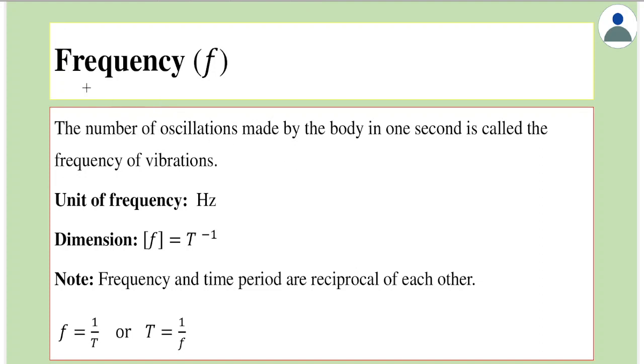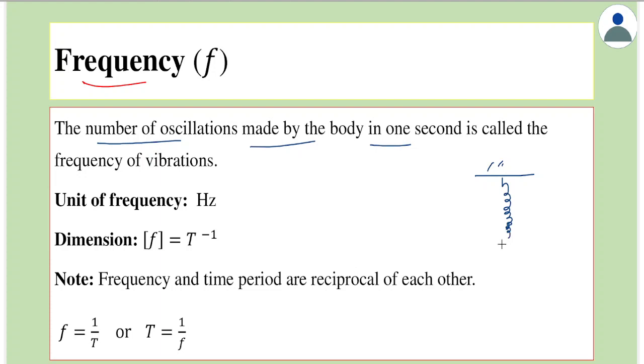Let's define frequency. It is defined as the number of oscillations made by the body in 1 second. This is called the frequency of vibrations or frequency of oscillations. To understand this, let's recall the example of a spring and a mass attached to it.